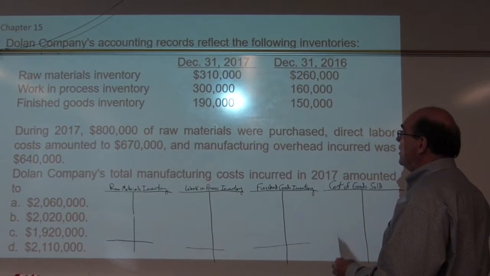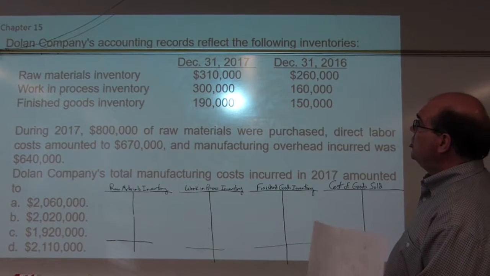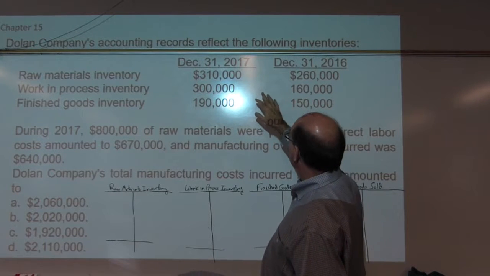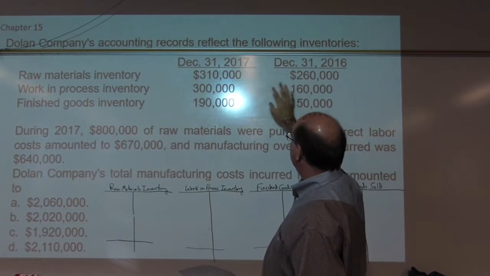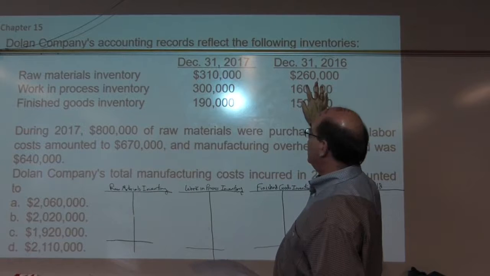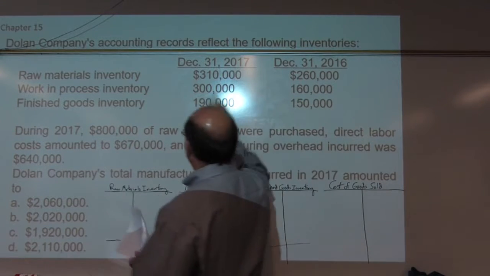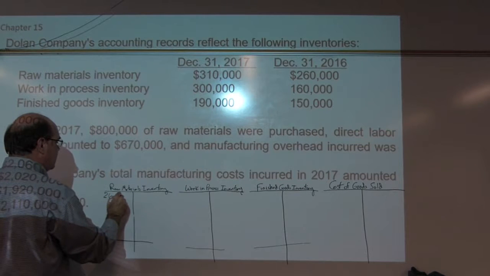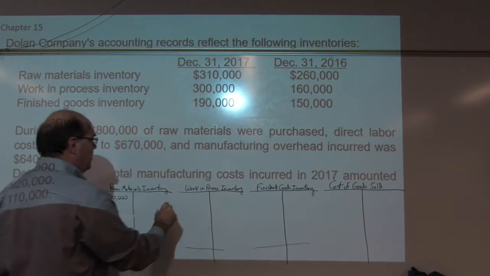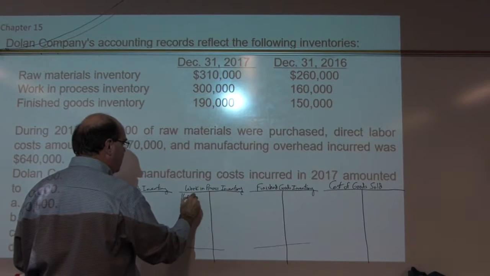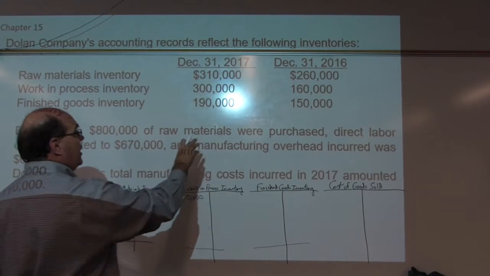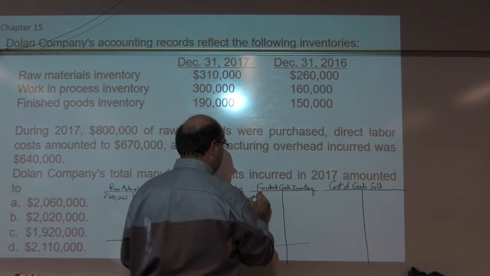So let's see if we can plug these numbers in and see where it takes us. So here, let's just start at the beginning and go through and organize what we got. This is 17, this is 16, so this is beginning inventory, this is ending inventory. So let's put our beginning inventories in first. So we have raw materials, beginning inventory, $260,000. I don't know if I'm going to use all these, but I'm going to put them all in here just so I know that I don't have to worry about them. I can see them down here and don't keep referring to them up there. And then we had $150,000 for finished goods.